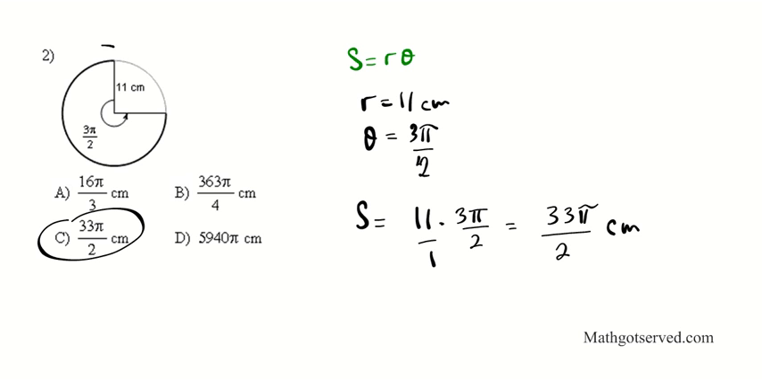So 3/4 of the extremity of the circle, so this portion right here, let me use a different color. This portion right here, the distance from here all the way to there is basically 33 pi over 2 as the arc length. Okay? All right, let's move on to question number 3.